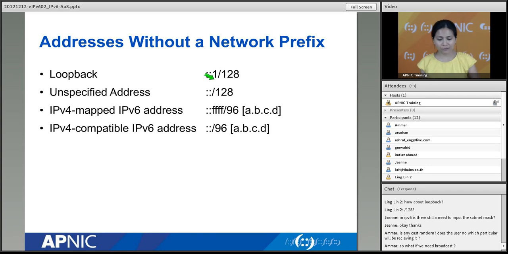An unspecified address, on the other hand, is all zeros, same as with IPv4. But it's easier to write it down, just use double colon, because that means they're all zeros.